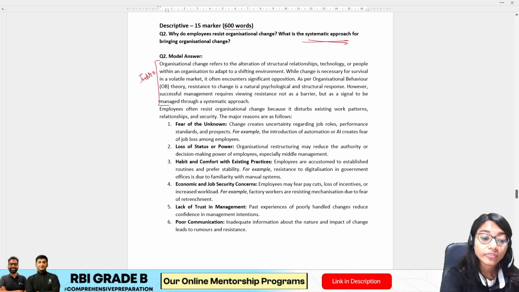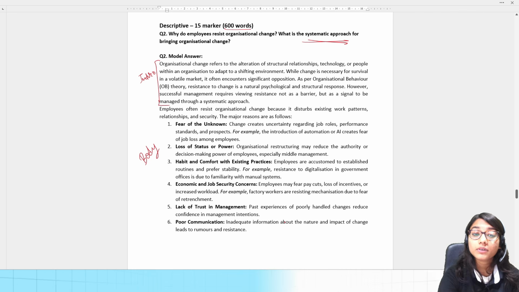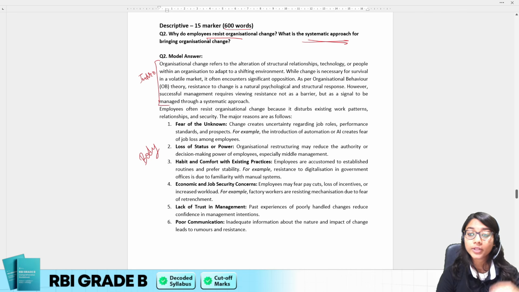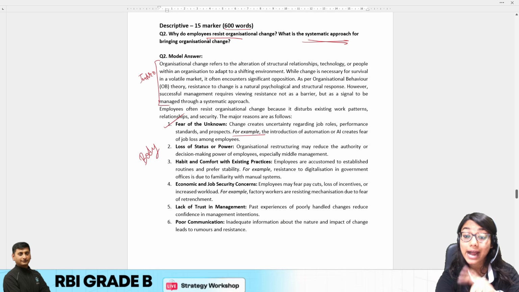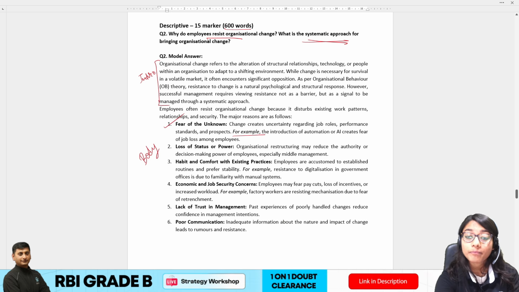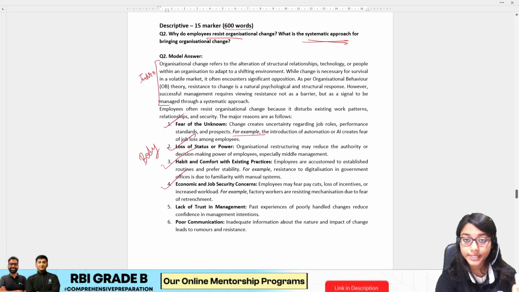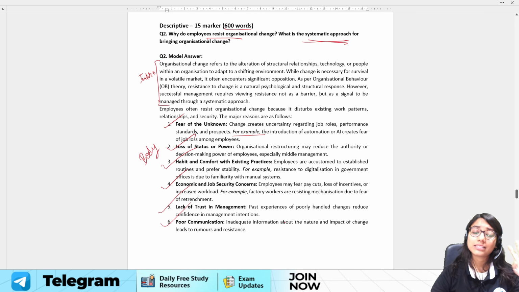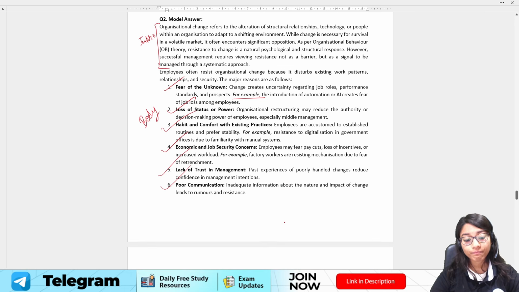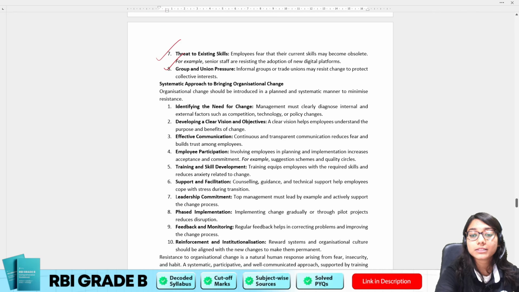In the body, we have to answer two parts. What are the two parts we have to answer in the body? Firstly, why do employees resist change? So we need the factors of resistance. Fear of the unknown is one factor. Then we give an example how it creates resistance: loss of status or power, habit and comfort, economic and job security issues, lack of trust, poor communication. So basically, I am writing these resistance factors plus their examples. Same way, give resistance factors.